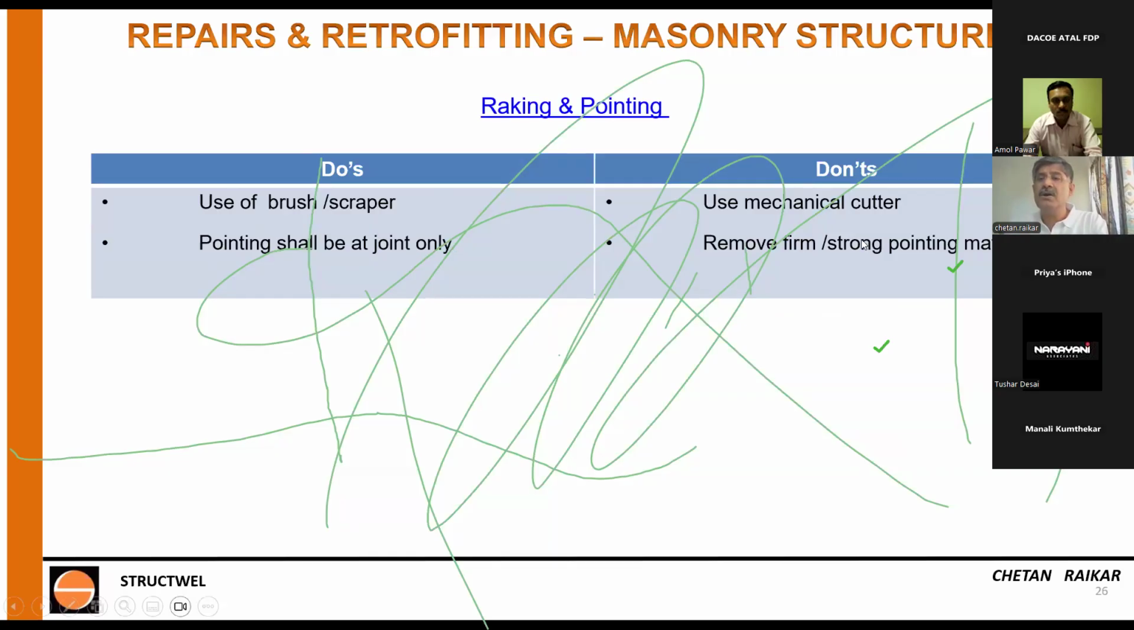Remove the firm or strong pointing. If the joint mortar is firm, do not remove it so easily.